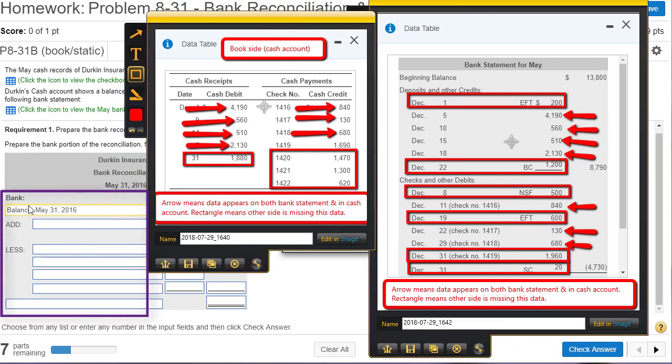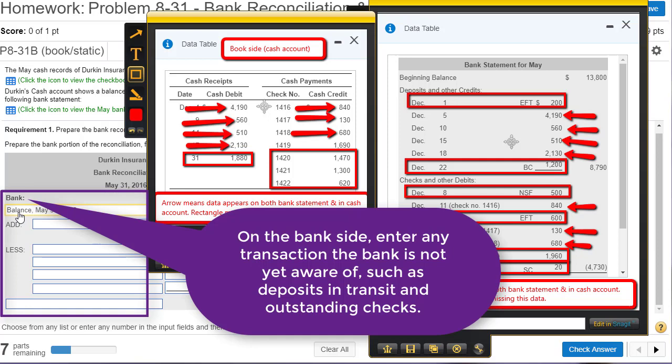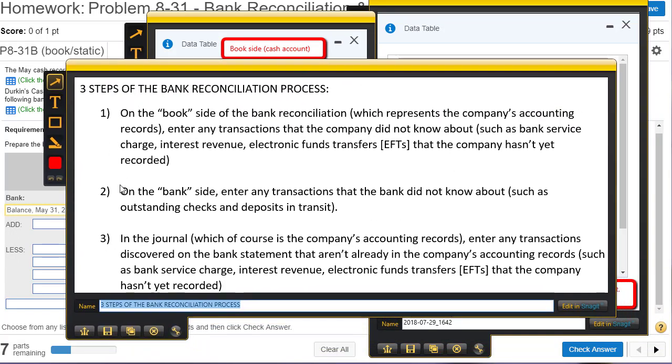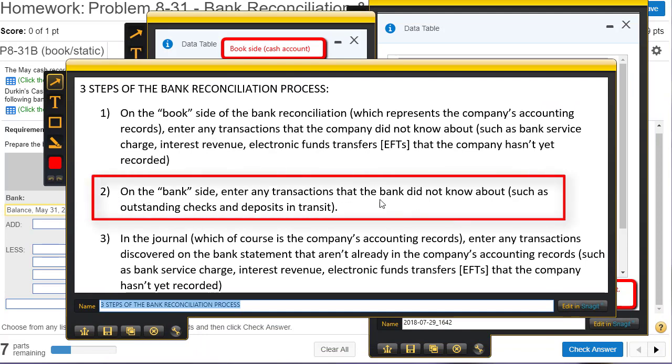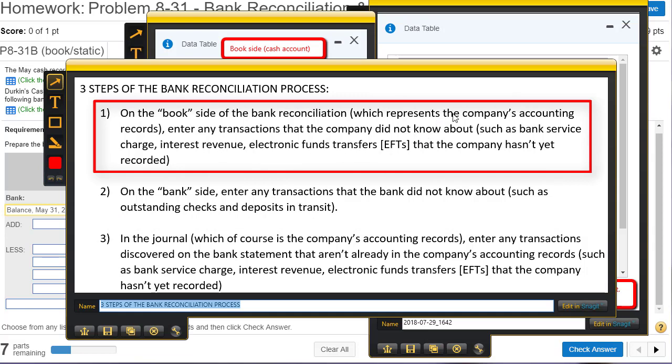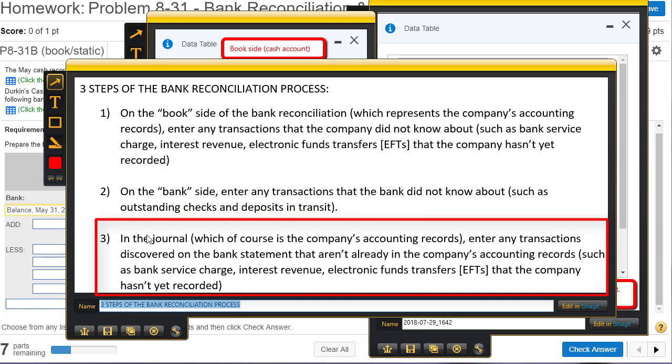On the bank side, we're going to enter any transactions that the bank did not know about. And this is just reviewing our 3 steps of the bank reconciliation. On the bank side right here, enter any transactions that the bank did not know about, such as outstanding checks and deposits in transit. Later, when we get to the book side, we're going to enter any transactions that the company did not know about, such as the bank service charge, interest revenue, electronic funds transfers, the bounce check, which means the non-sufficient funds check, any service charge, any errors we made. And then later in the problem, in the journal, we will enter any transactions that the book side was not aware of. In other words, the company.